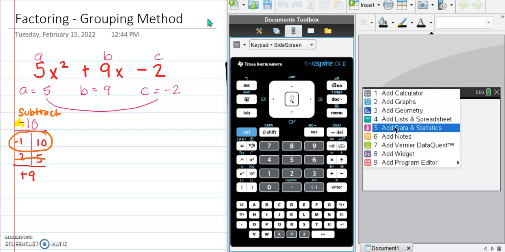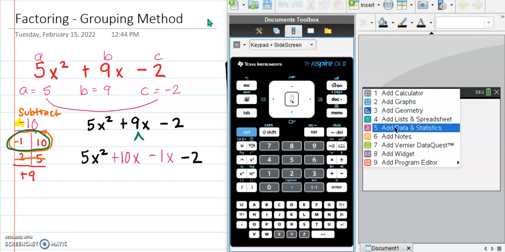Now I'm going to rewrite my problem. 5x squared plus 9x minus 2. Now I'm going to split my middle term by what I got here in my table. So I'm going to drop this 5x squared, and then I'm going to put in my positive 10x minus 1x, and then I'm going to drop this minus 2 in the back. So what I did is I took that middle term and I split it using the table from what I got from A times C and adding to get my B.